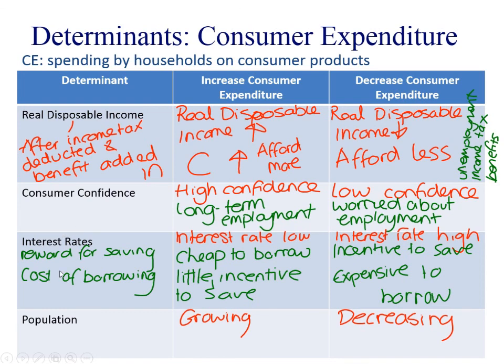Interest rates, remember, are the reward for saving and the cost of borrowing. So if the interest rate is low, it's really cheap to borrow money and there's not very much incentive to save because you're not getting much reward back. So that would increase consumer expenditure. If the interest rate is high, there's a high incentive to save and it's expensive to borrow. So it would decrease consumer expenditure. And your population growing, more people, more consumer expenditure, fewer people, less consumer expenditure.